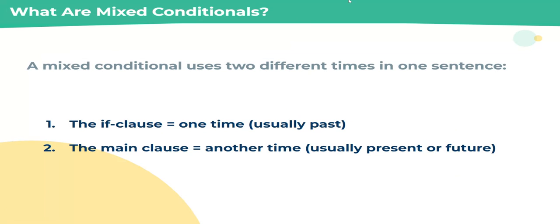So those are fixed conditionals. What are mixed conditionals? Well, a mixed conditional uses 2 different times in one sentence. So the if clause is one time, usually the past. The main clause is another time, usually the present or the future.